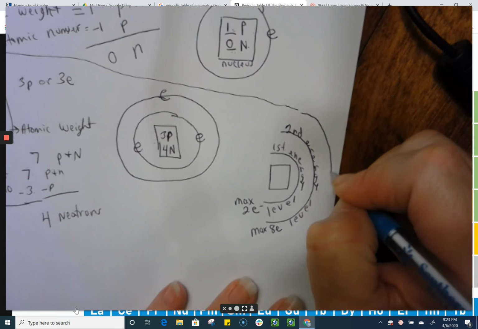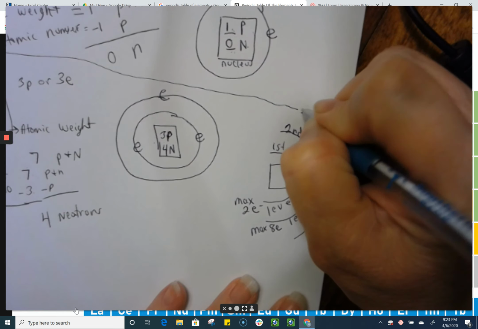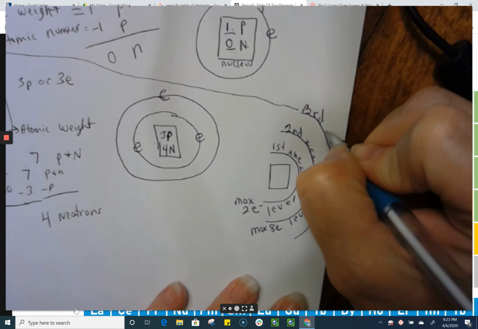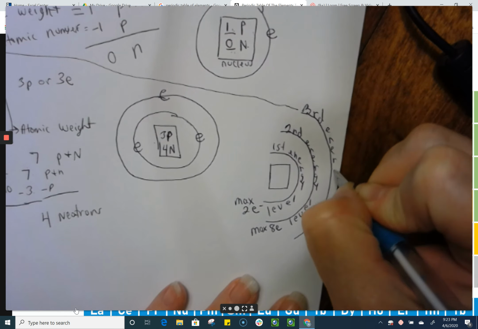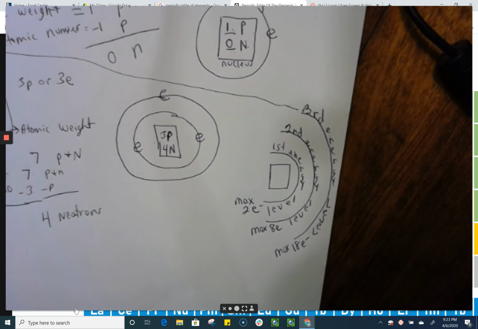The next energy level out is called the third energy level, and it maxes out with 18 electrons. So 2, 8, 18. Actually, a fourth energy level starts filling before the third energy level completely fills, but we're not going to be dealing with atoms that large at this point in trying to explain ionic and covalent bonding.